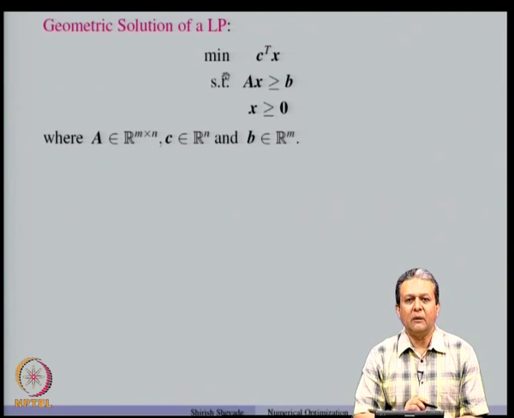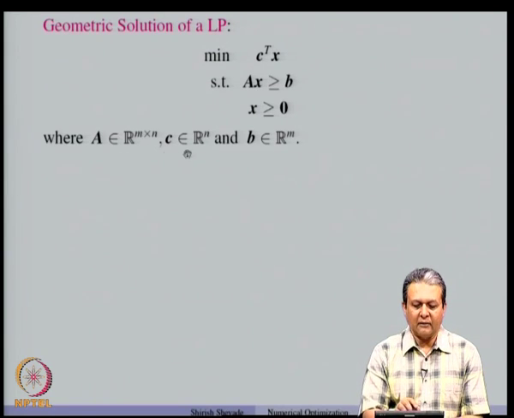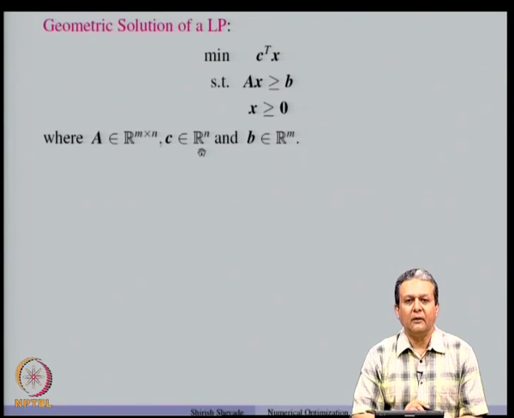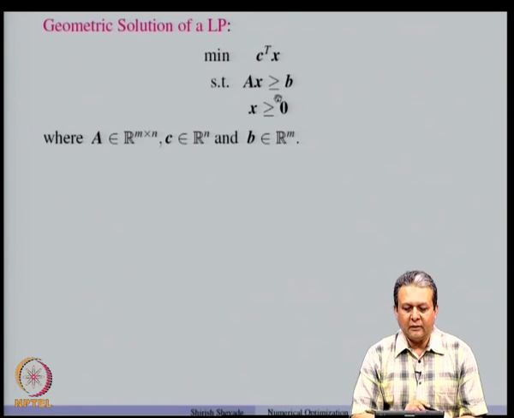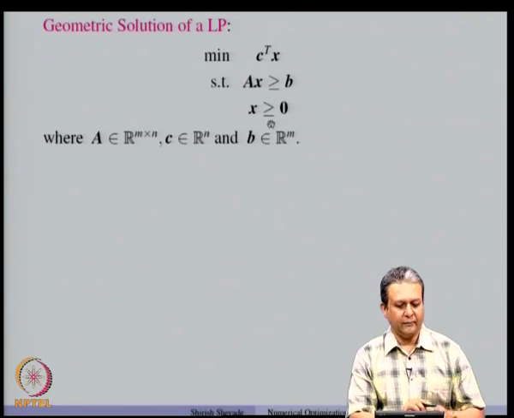So, let us consider a program which is of the type minimize C transpose x subject to Ax greater than or equal to b, x greater than or equal to 0, where A is the m by n matrix, C is an n-dimensional vector and b is an m-dimensional vector. Now, let us assume that the constraints are such that we have a non-empty feasible set.